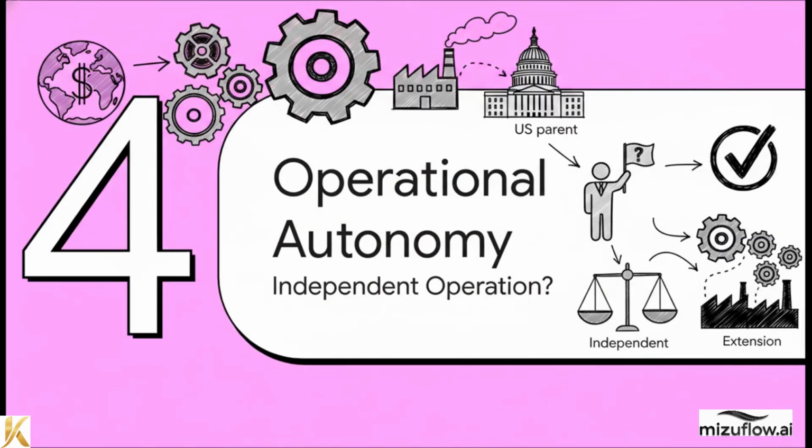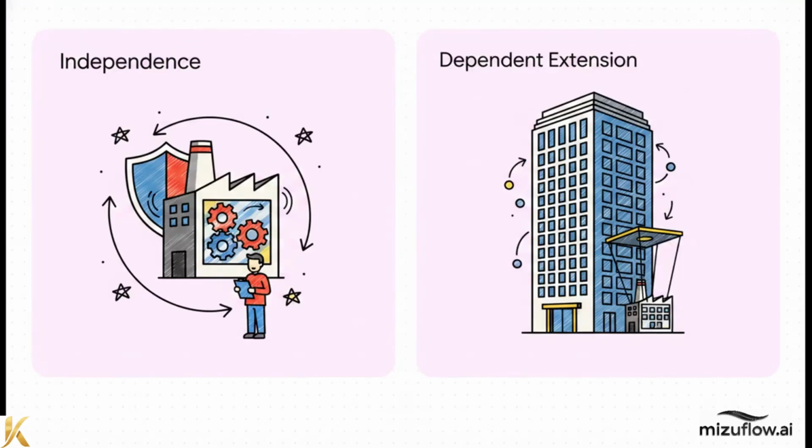Which brings us to Section 4, deciding operational autonomy. We've looked at revenue, cost, and financing. Now, what's really interesting about this slide is we have to answer the ultimate decisive factor. Is this a truly independent operation or merely a manufacturing extension of the US parent? Let's draw a clear line in the sand. Look at Case A, the independent Canadian business.